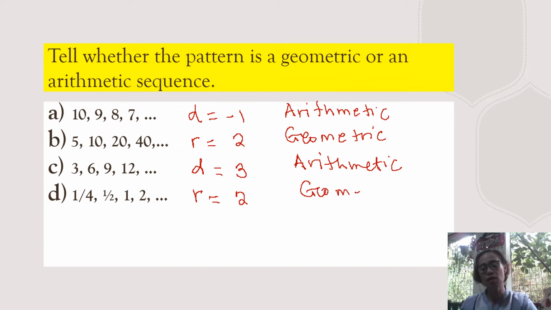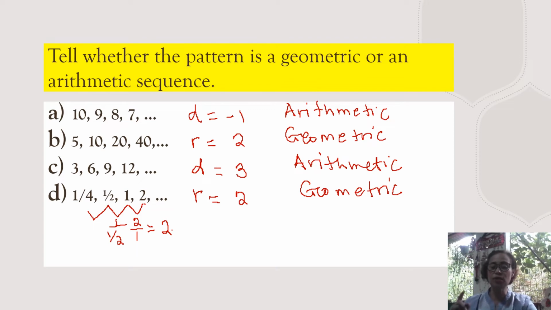Maybe you're wondering how I got the ratio 2 for these fractions. Let's work backwards. Here is 2 divided by 1, which is 2. And then the next one, 1 divided by 1/2, is also 2. Next, you can actually check this with your calculator: 1/2 divided by 1/4 is also 2. So in this case, we have a common ratio which has a value of 2.